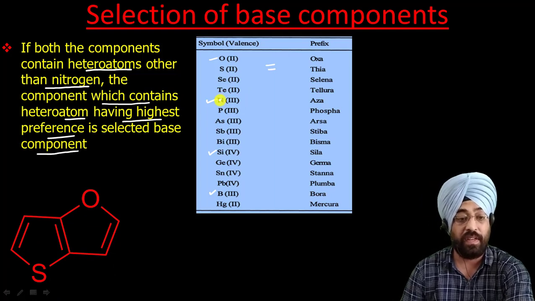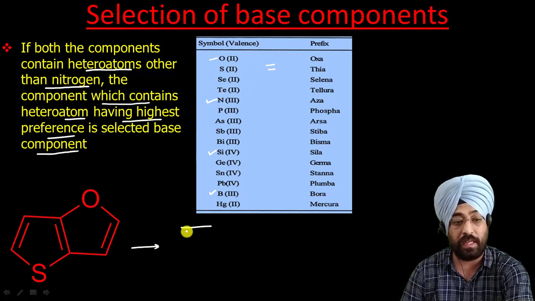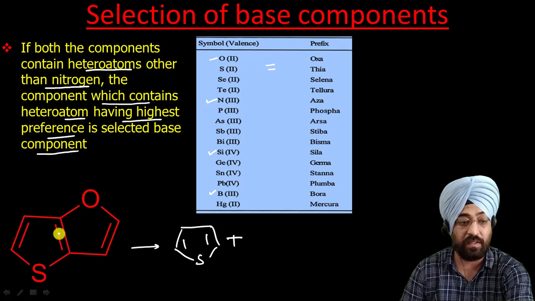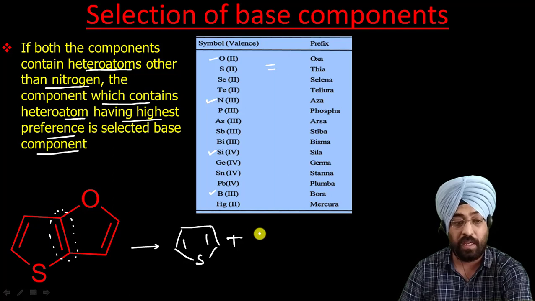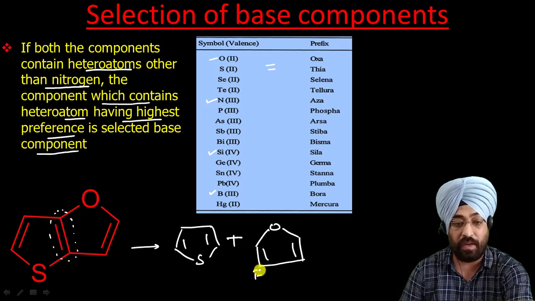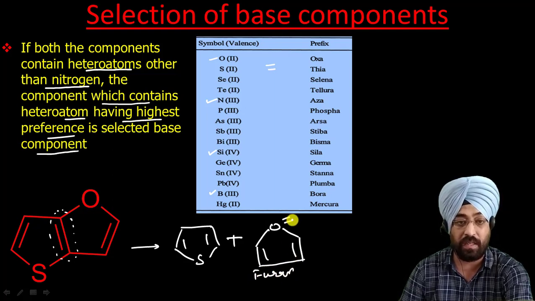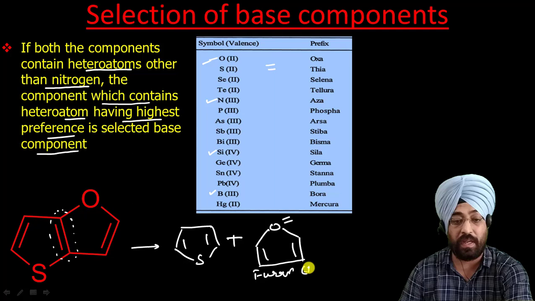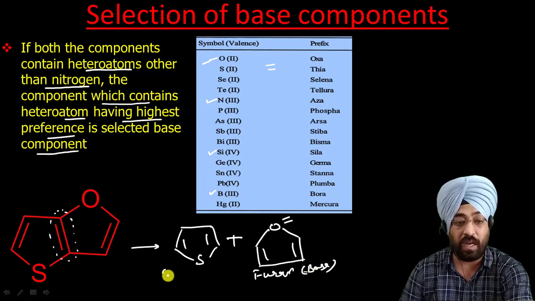Now this ring, we can break into two components. Here you go, it is thiophene, as this bond is common between them, so it is shared by both the rings. If we split, then it will go to both the compounds. Now it becomes like this. So it is thiophene, it is furan. As you can see, oxygen appears first in this table, so it has higher preference. So this furan is chosen as your base component. This is your thiophene, it is your attached component.